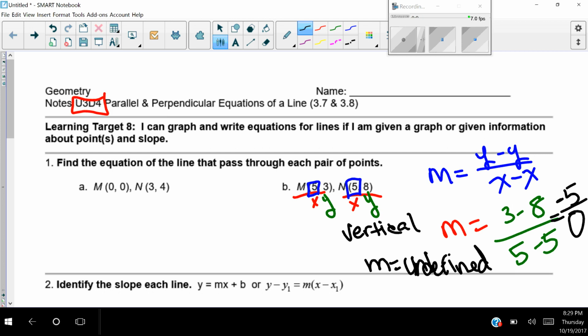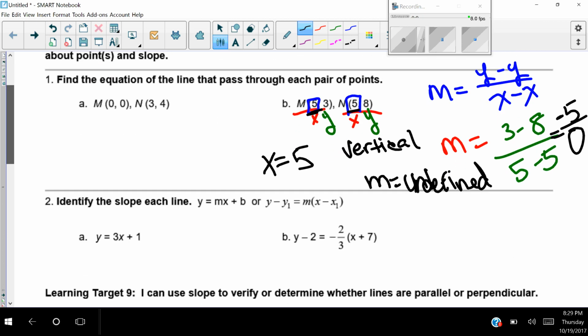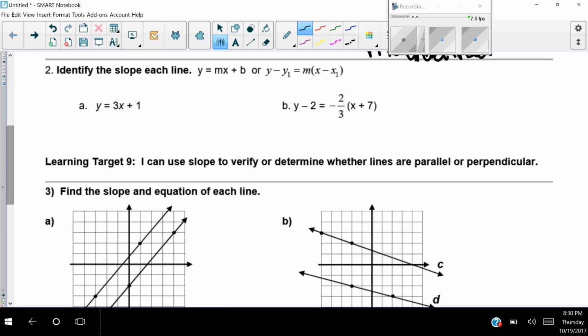And I know that the equation for this line is going to be x equals a number. Whatever number is repeated, you guys see that x is 5 and x is 5. This is going to be x equals 5. Now I want you guys to try number 1. You're going to do the same thing, find the slope, and then we're going to plug it into the equation of a line.